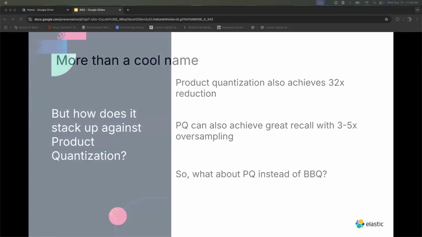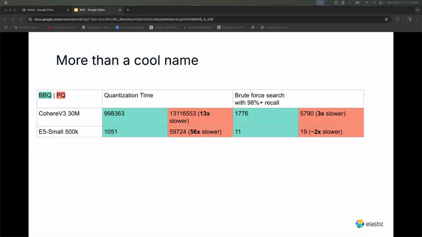So why did we go with BBQ? The reason is we did an apples to apples comparison. We created product quantization in Java and optimized it as best we could. We spent about a month working on it, and we spent a month working on BBQ, optimizing it, same people, making sure that we could do an apples to apples comparison in situ.